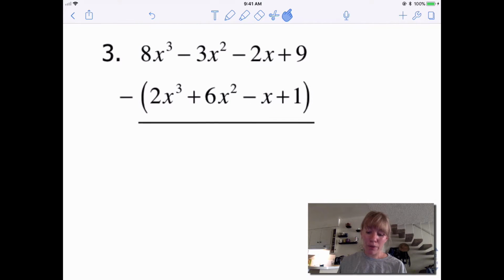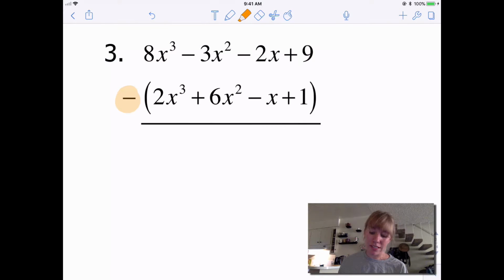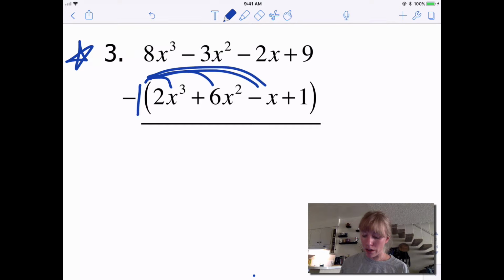All right, number 3, now we're getting into subtracting. So I have the top polynomial minus the entire second polynomial. The thing to be careful about when you subtract, so these are going to be the tougher ones today, is this is really times a negative 1. So when I do my adding or subtracting, I first need to distribute my negative 1 to all of the terms of my polynomial. So I'm going to rewrite this just to be really careful.